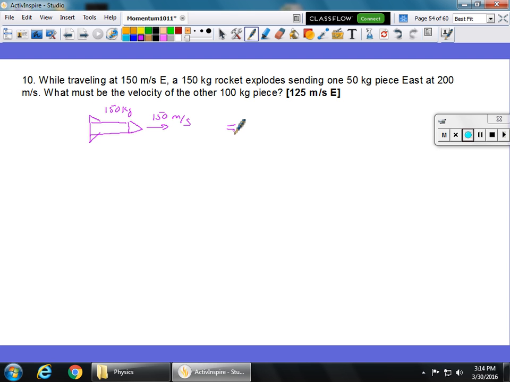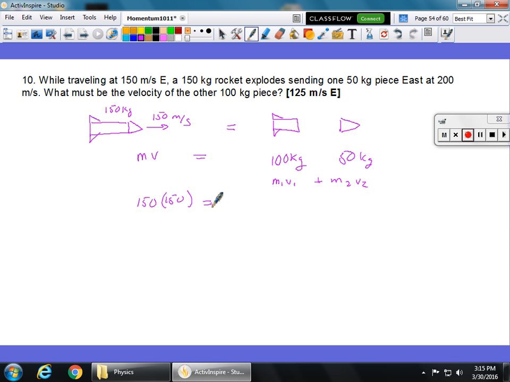It's going to break apart into two pieces. One piece, we'll assume, is the back, and one piece is the front. We can call them piece 1 and 2. So while traveling, the mass times velocity of this one is the momentum before. It breaks apart and turns into two pieces. One is going to have a mass of 100 kilograms, and one is going to have a mass of 50 kilograms. And so M1V1 plus M2V2 will be equal to our momentum before. Alright, so let's put in our numbers: 150 kilograms times 150 meters per second.